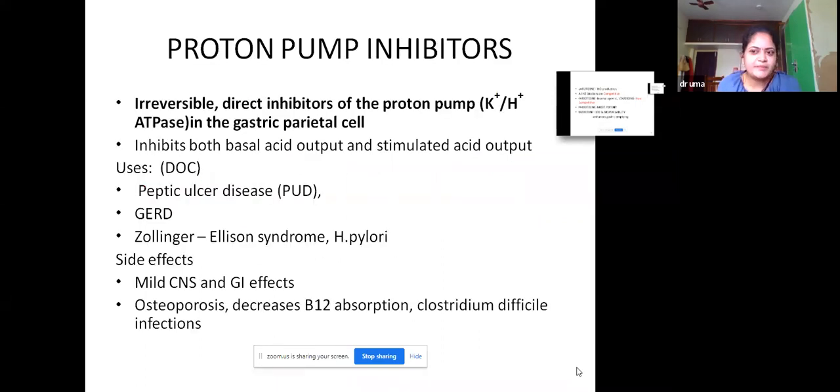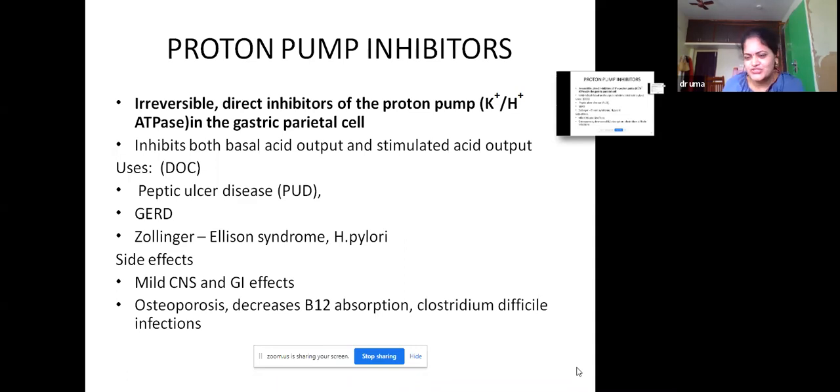Now coming to the proton pump inhibitors, they are irreversible direct inhibitors of the proton pump in the gastric parietal cell. The proton pump is K+/H+ ATPase. It is the drug of choice for peptic ulcer disease, GERD, and Zollinger-Ellison syndrome, and it is also used in the H. pylori regimen. The side effect profile is mild CNS and GI effects. Osteoporosis, decreased B12 absorption, and Clostridium difficile infection occur when it is used for a longer time.